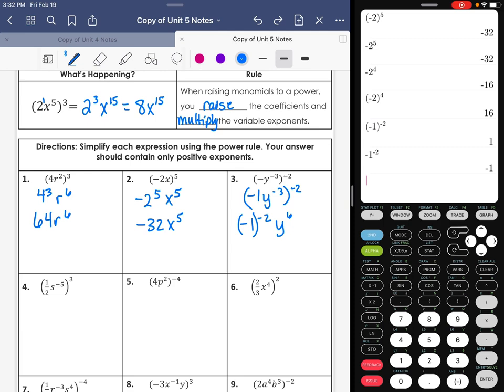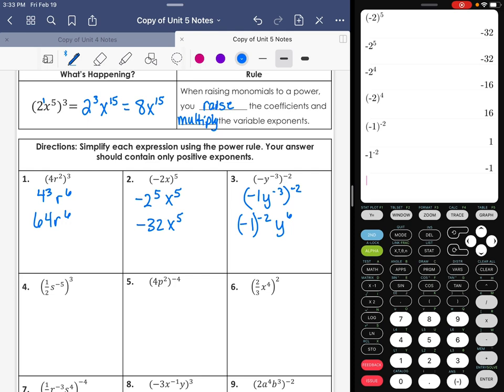I would have gotten negative 1. That's not right. It is 1. Negative 1 times negative 1 is positive 1. Now I know this has a negative 2, so what you're talking about is 1 over 1 squared. Well, it's still negative 1 times negative 1, which would be 1 over 1, which would still be 1, not negative 1. So make sure that you use your parentheses when you're dealing with negatives. You can use them with positives too, but you have to use them with negatives.